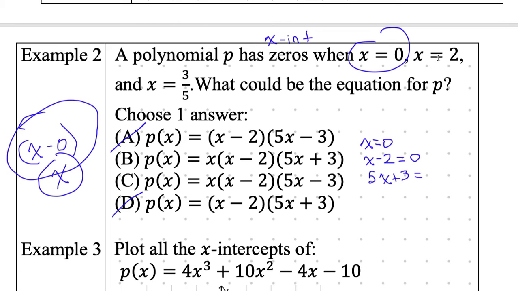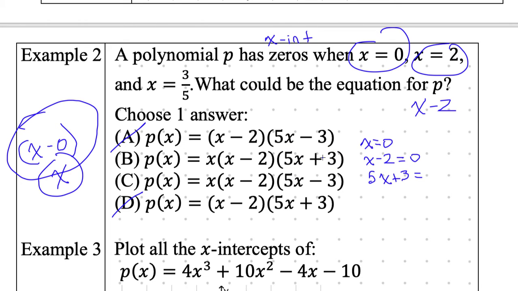All right, so I want to have x equal to 2, which means I need to have a factor of x minus whatever that is right there, x minus 2. So that's why I have x minus 2 in all of these. All of them have x minus 2 as a factor. The final thing that I need to have correctly is x is equal to 3/5. And that probably comes from the thing that has a 5 and a 3 in it.